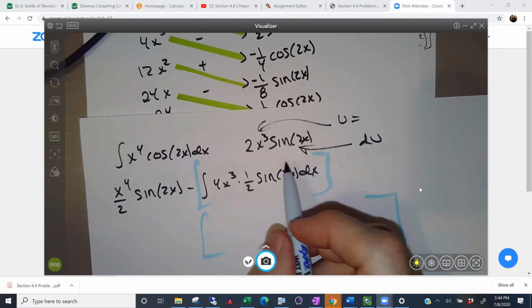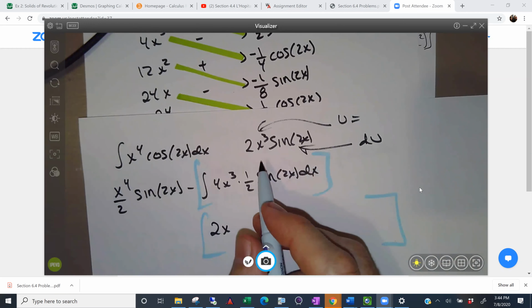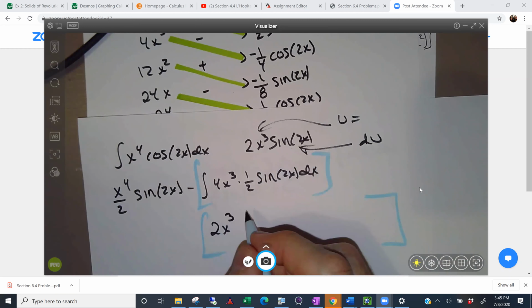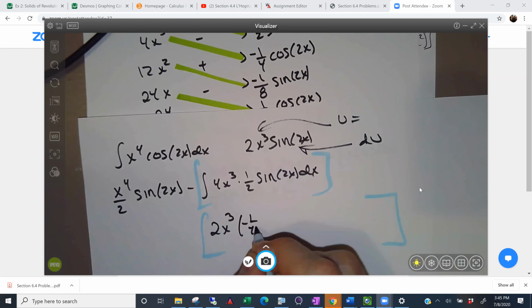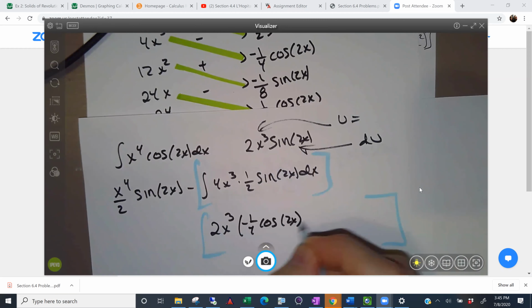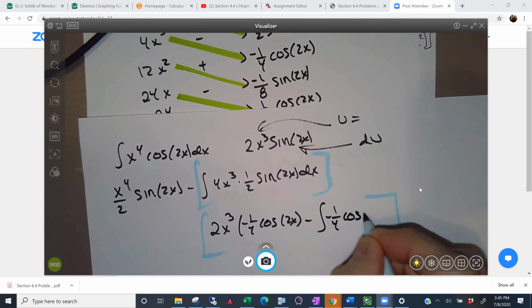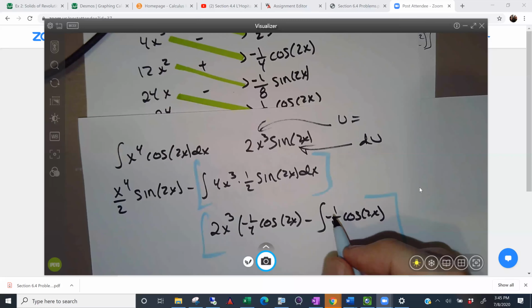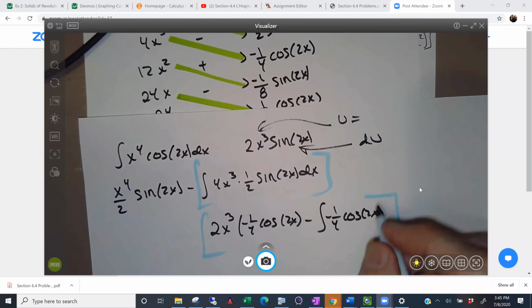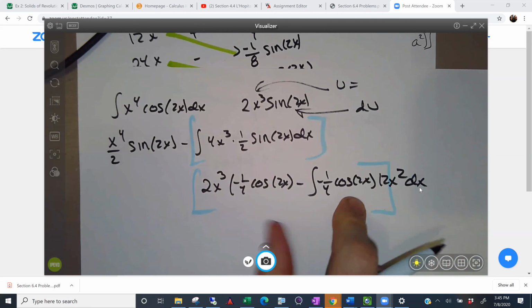It's going to be what? 2x cubed times v is going to be the antiderivative of that, so it's going to be -1/4 cosine of 2x minus the integral of v du, which would be -1/4 cosine of 2x times the derivative of that, which is going to be your 12x squared dx. And that's just 2 of these. You gotta do like 4 more.